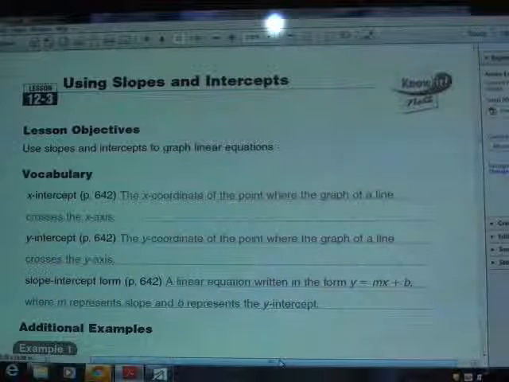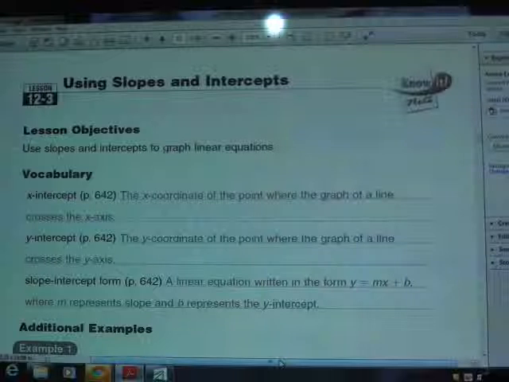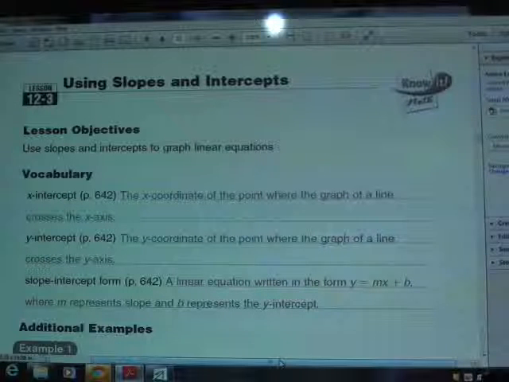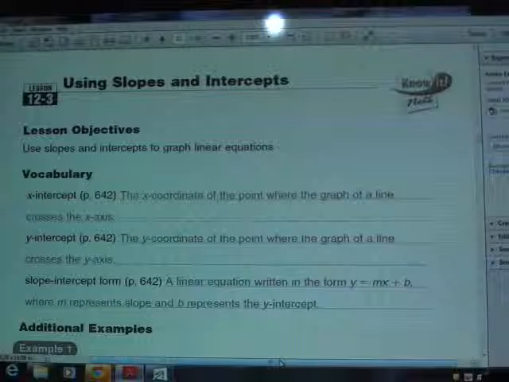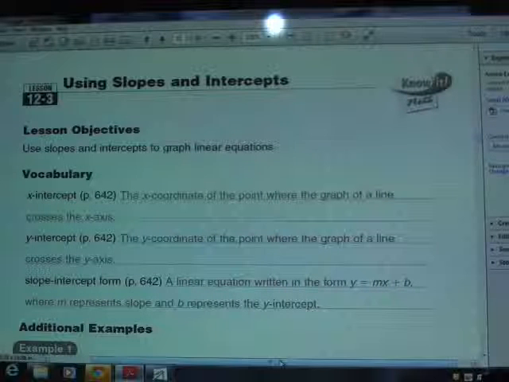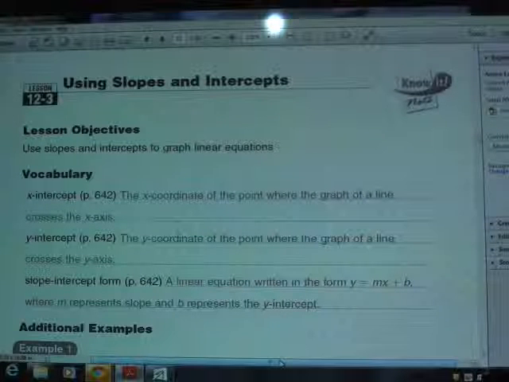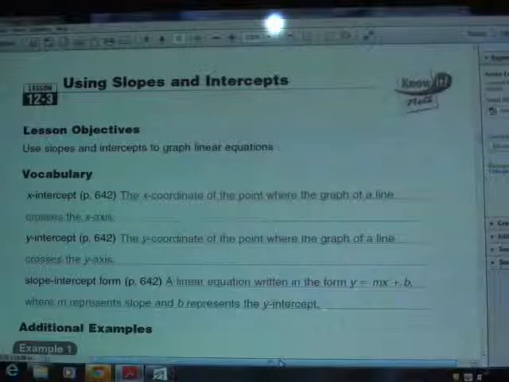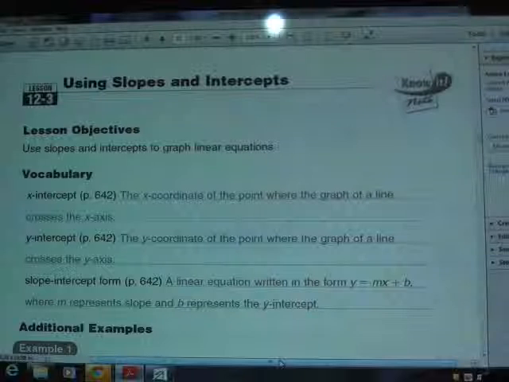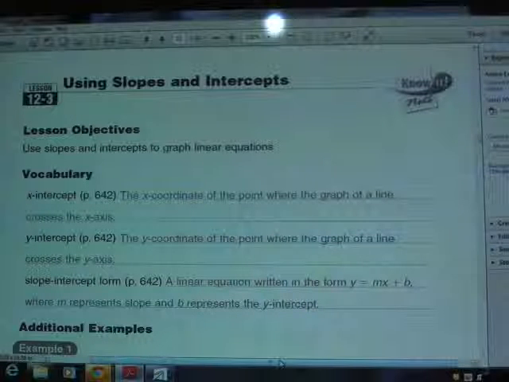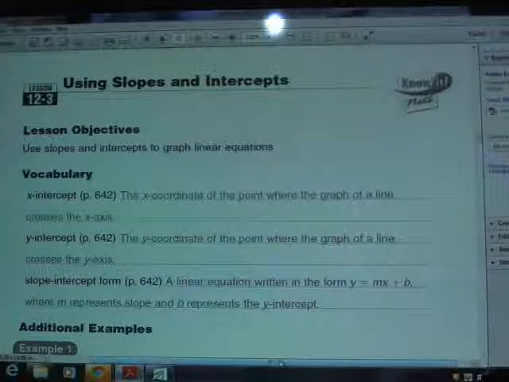Y-intercept, same idea. It's the y-coordinate of the point where the graph of a line crosses the y-axis. Again, simple way to say it's where the graph of a line or whatever goes over the y-axis. And slope-intercept form is a linear equation written in the form y equals mx plus b, where m represents slope and b represents the y-intercept.